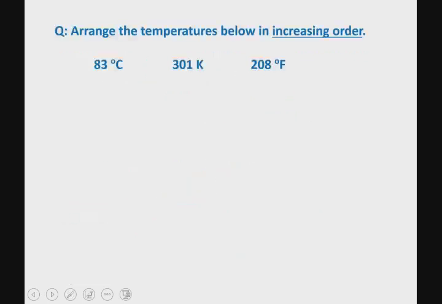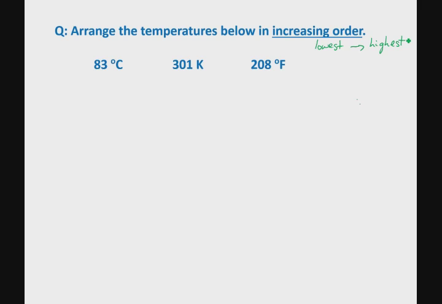Okay, here's another question that is asking you to arrange these 3 temperatures in increasing order. First and foremost, please remind yourselves what increasing order is. Increasing order means we start with the lowest and go to the highest. We are going up the stairs from the bottom stair to the highest step. So how do we solve this? The best way to solve this is to express all of these temperatures in the same unit. And it's up to you which unit you choose. It doesn't matter at all.